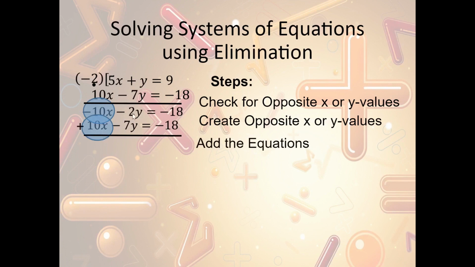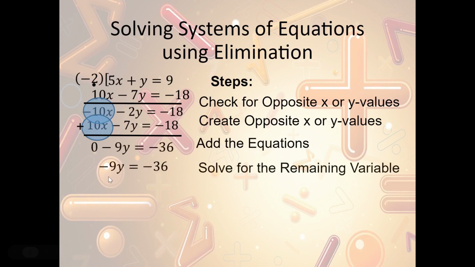These will cancel out. I'm left with negative 2y plus negative 7y is negative 9y. And negative 18 plus negative 18 is negative 36. So now I just need to solve for the variable. So I'm going to divide both sides by negative 9. And I get y is equal to negative 36 divided by negative 9 is positive 4. So that's my y value.